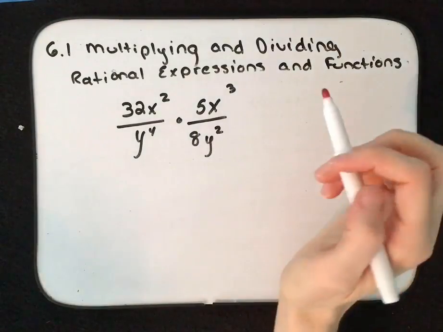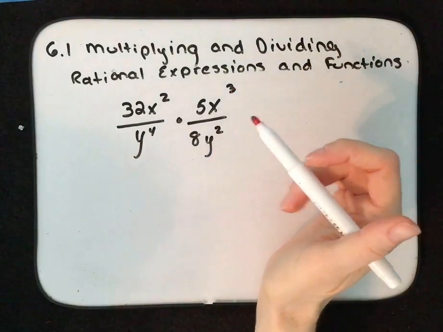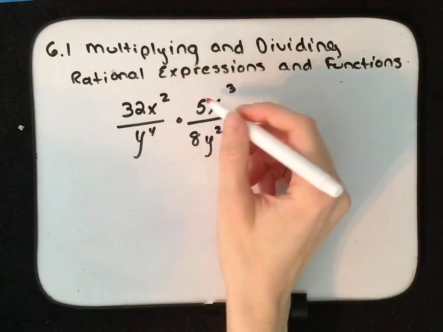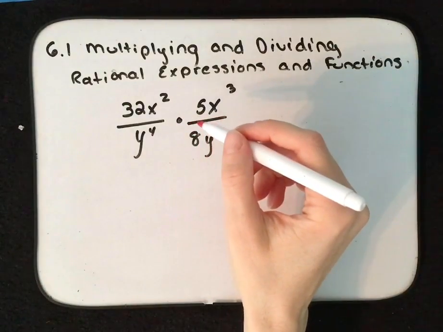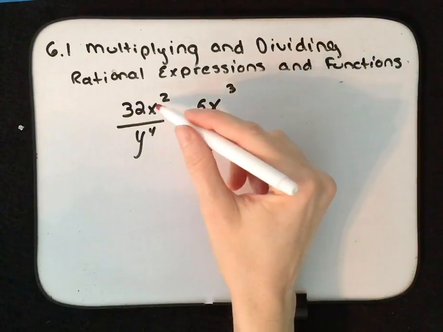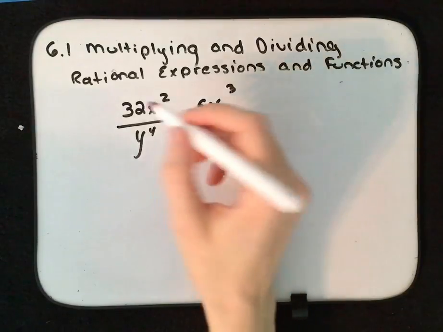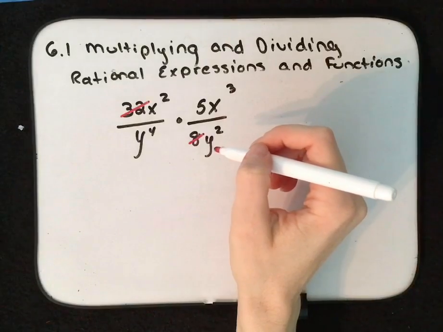So if we look at this and we try to note what's in common, well, you're looking for commonalities top to bottom to try to cancel. All we have is our multiplication. We do not have any addition or subtraction, so we're okay to go ahead and try to cancel. I don't have any x's in the bottom, I don't have any y's in the top, so nothing's going to help me out there. But look at 32 over 8. I can simplify that quite a bit.